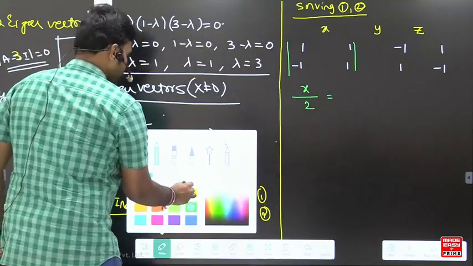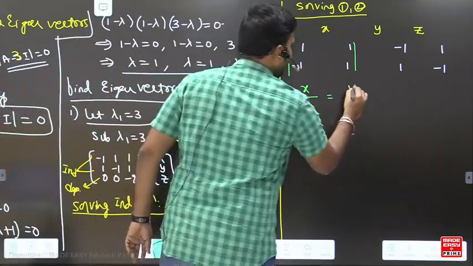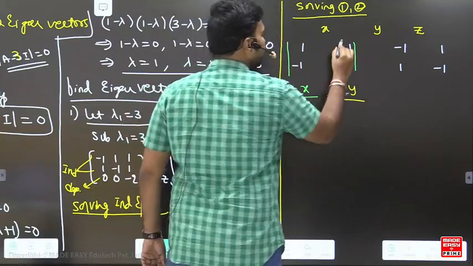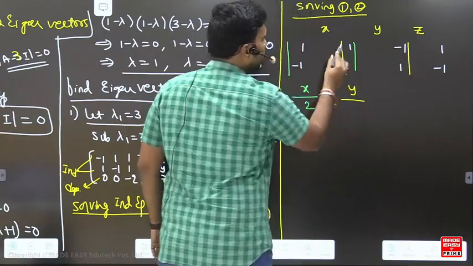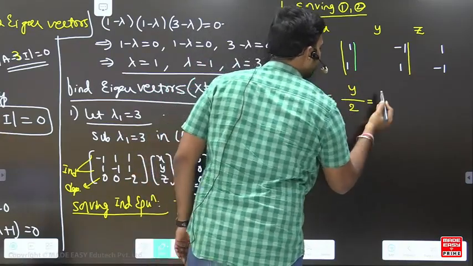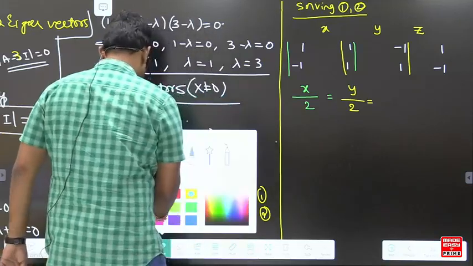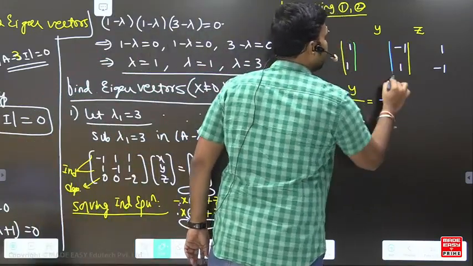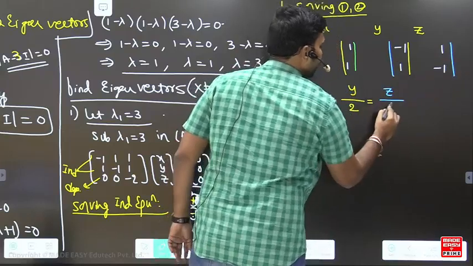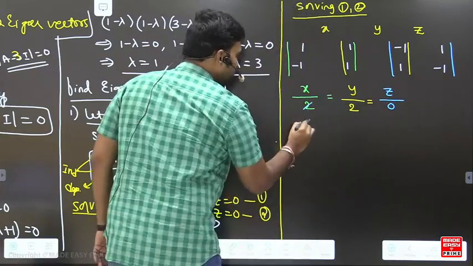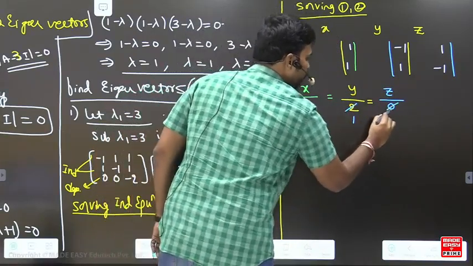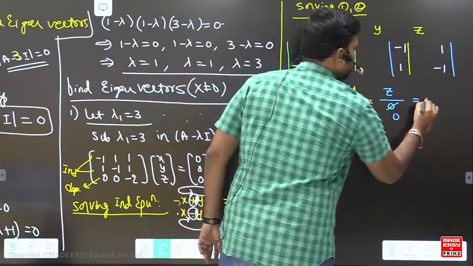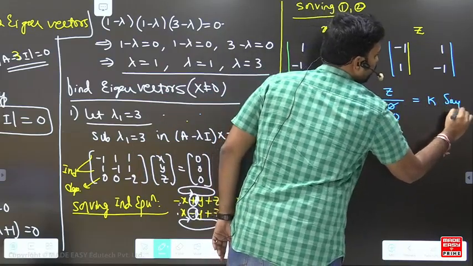Next, y. So y is divided by the determinant of these two, that is 1 minus of -1, which is 2 here. Then again we take the next pair. So z divided by the determinant of these two, that is 1 minus 1, which is 0. So x by 2, y by 2, z by 0 is equal to some constant k, suppose.